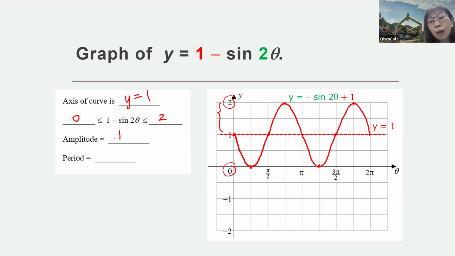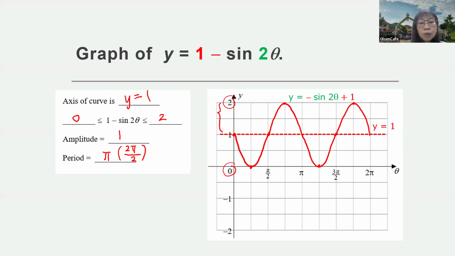Now, how about the period? In this case, you have 2 complete cycles. Within 1 complete cycle, we can simply take it as 360, which is 2 pi here. I divide by the number 2. So 2 pi divided by 2 will give me pi.